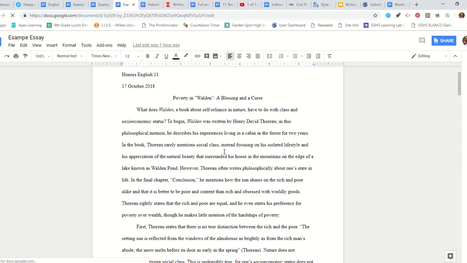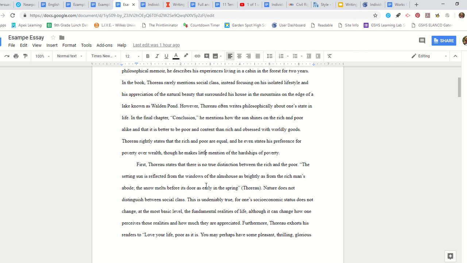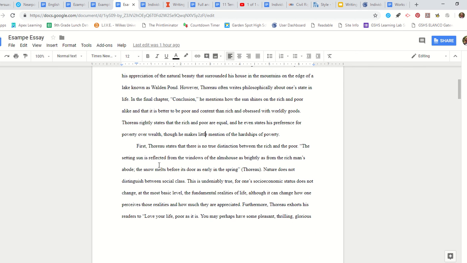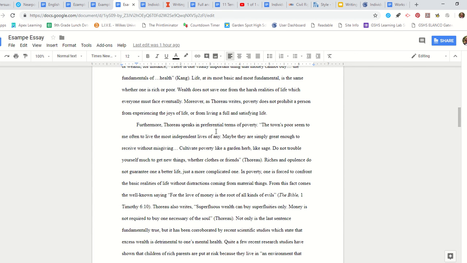And this one, this is about Walden. So her argument is, Thoreau rightly states that the rich and poor are equal, and he even states his preference for poverty over wealth, though he makes little mention of the hardships of poverty. So that argument is not as clear as I would like it to be. It should include the title of the work, his full name, your main argument, and your supporting ideas. But then the topic sentences tie back to it very nicely. Preferential in terms of poverty.